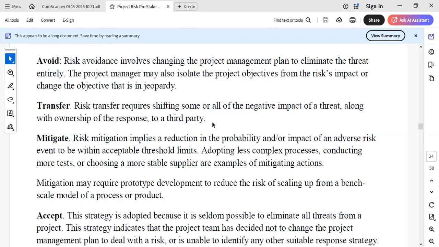Mitigating is different. It implies a reduction in the probability, a reduction in the impact of that adverse risk event. You're not totally removing it. You've actually accepted it, but you want to keep it in the acceptable threshold. You want to come up with less complex processes, like conducting several tests, ensuring that we get the right thing done, or choosing a more stable supplier that can do that.